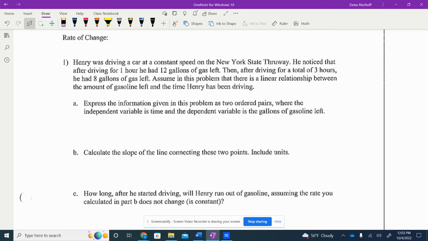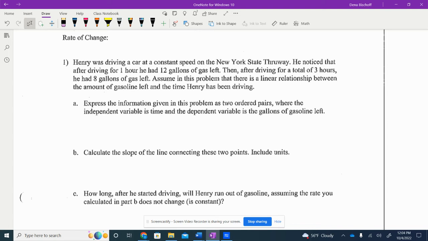They're both word problems. Henry was driving a car at a constant speed on the New York State Thruway. He noticed that after driving 1 hour, he had 12 gallons of gas left. Then, after driving for a total of 3 hours, he had 8 gallons. Assume in this problem that there's a linear relationship between the amount of gas left and the time he's been driving. So express this information as 2 ordered pairs.